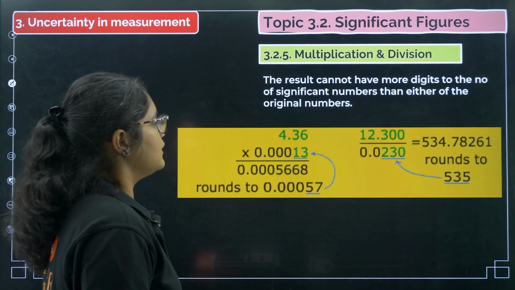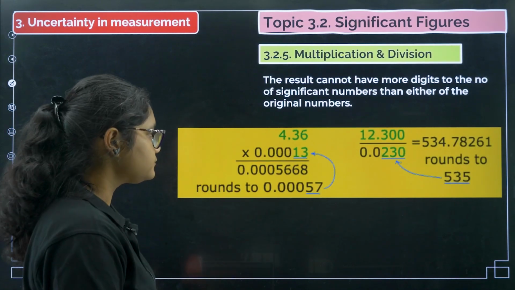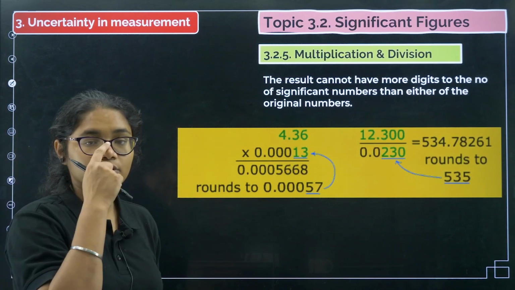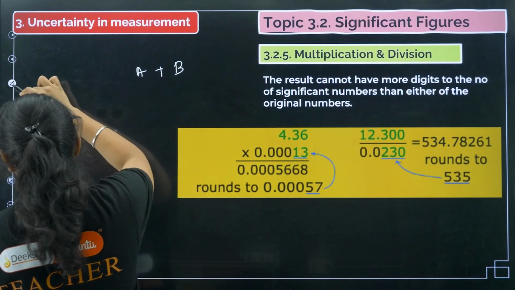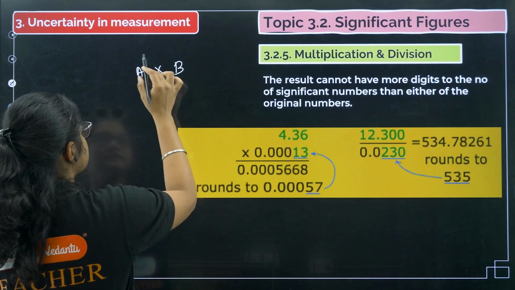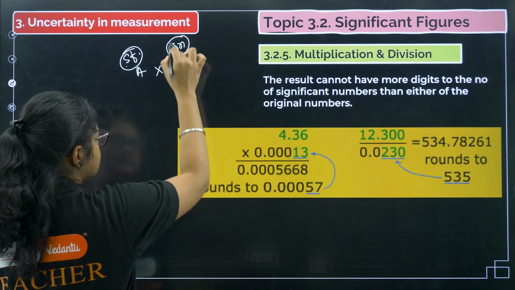Now let us first talk about multiplication and division, and what rule you need to follow. Here also, in multiplication and division, suppose you are multiplying a into b. You need to see how many significant digits are in a and how many significant digits are in b.